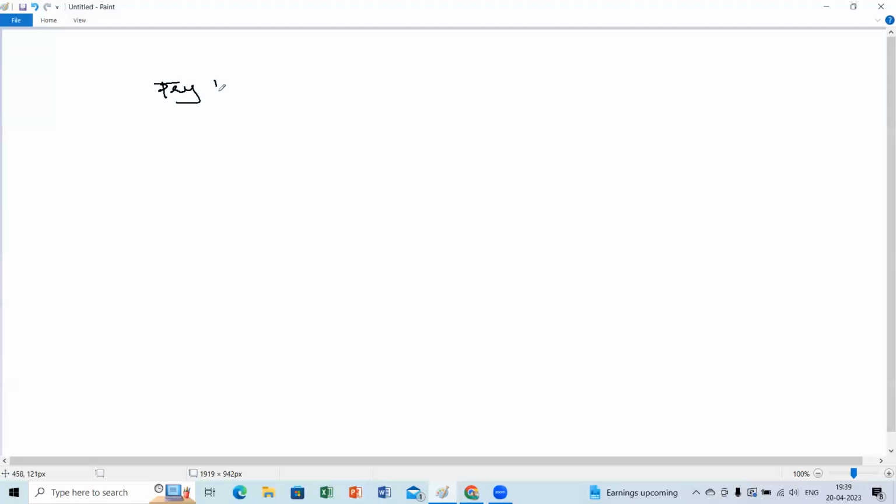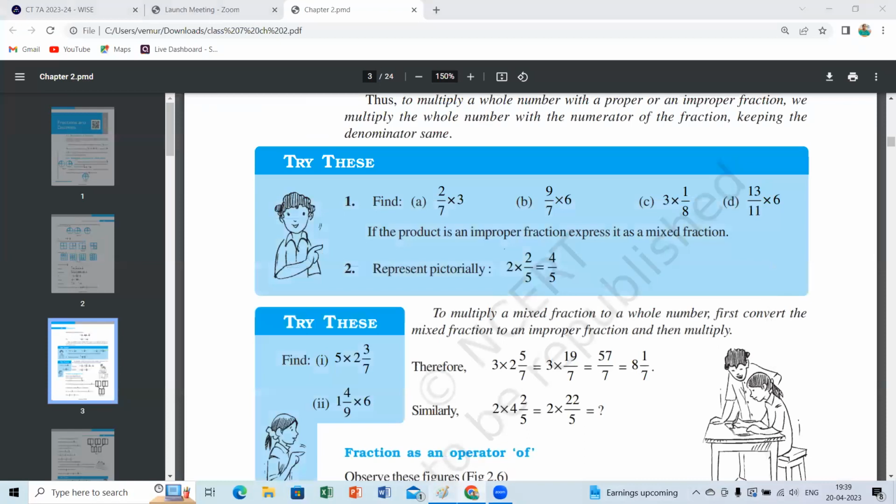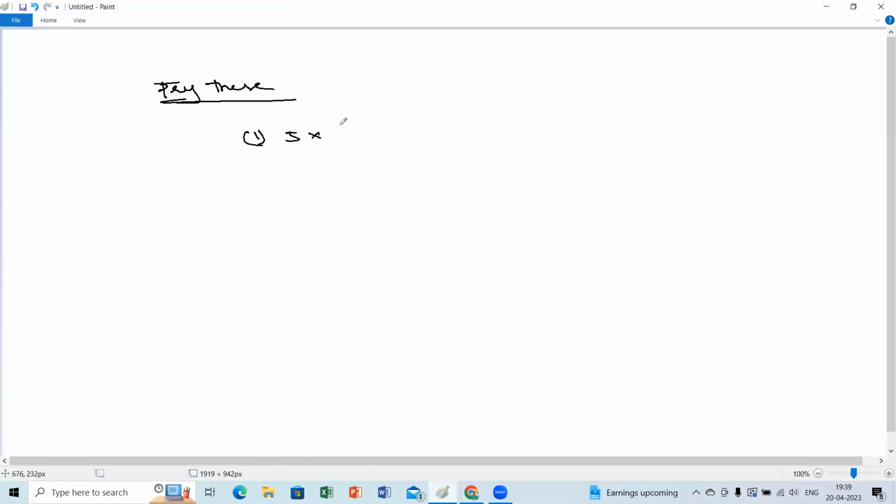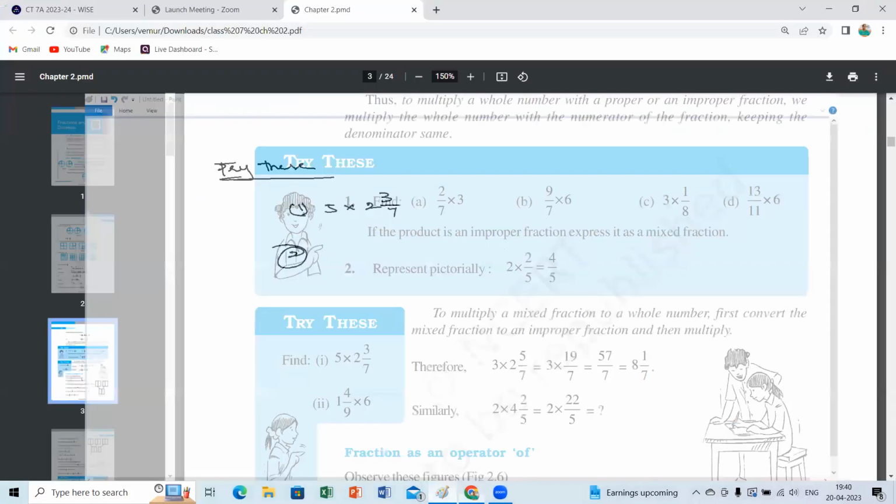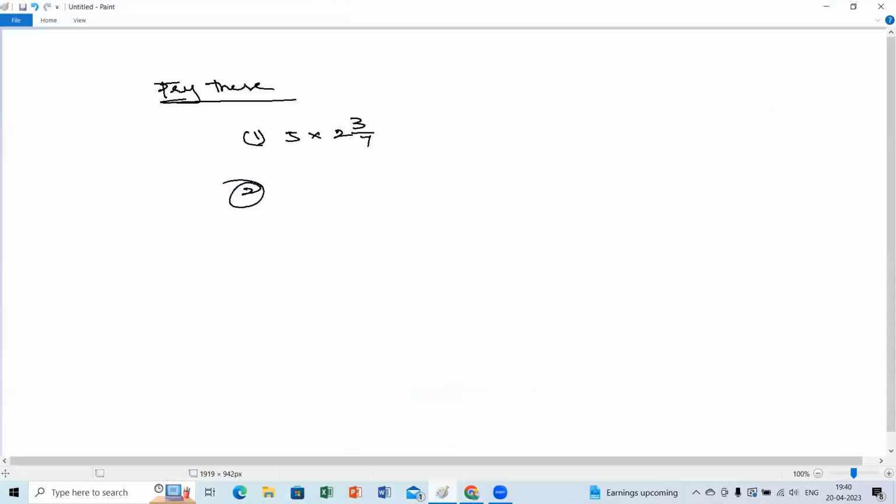Second, try this. 5 into 2, 3 by 7. Second one is 1 by 3 multiplied with 1, 4 by 9 multiplied with 6.